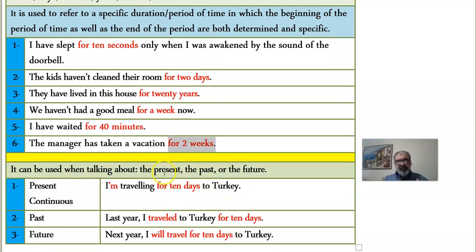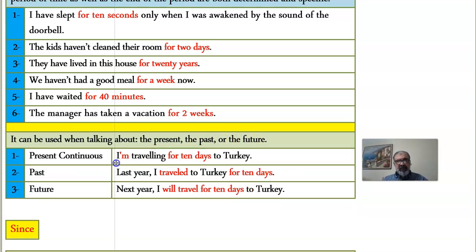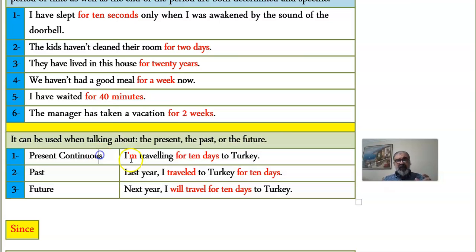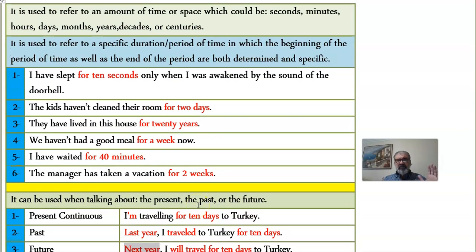It can also be used with the present, the past, or the future. So you could say, I'm traveling, I'm on my way, that's what it means. I'm traveling for 10 days to Turkey. That's in the present. Last year, I traveled to Turkey for 10 days. That's in the past. Next year, I will travel for 10 days to Turkey. That's in the future. So now, for is used for a determined and specific period of time.